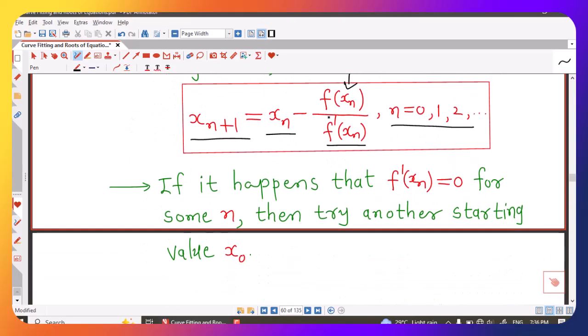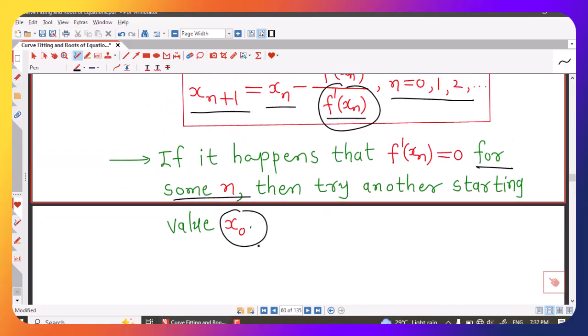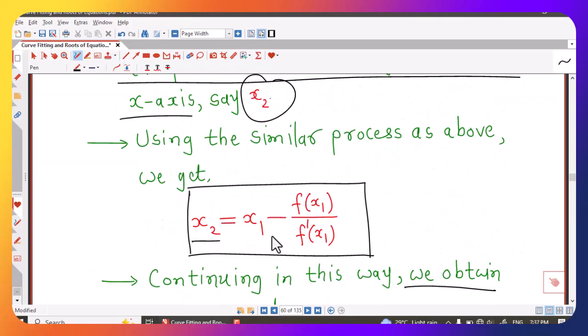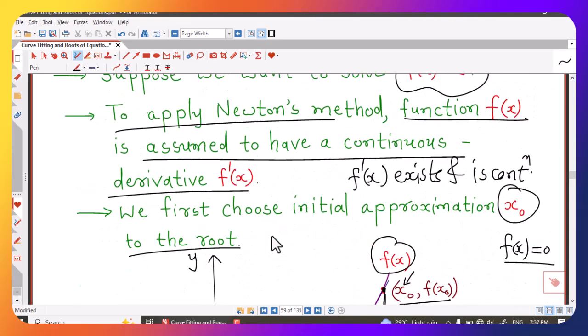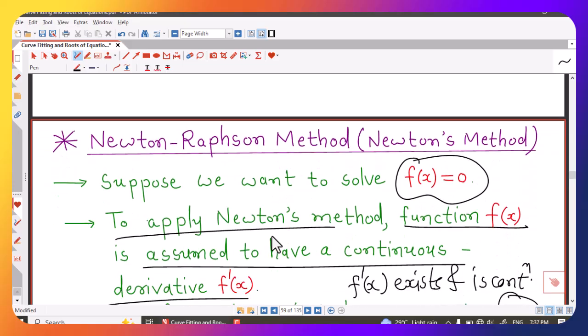And we have mentioned that if f'(xn) = 0 for some n, then try another starting value x0, or you can go for another method. Sometimes for some initial guess x0 we can get this type of first derivative equal to 0. So in that case we can choose another starting point x0, or we can go for another method. So in this lecture we have discussed this Newton's formula to find out the root of an equation, and in upcoming lectures we will see problems related to Newton's method.